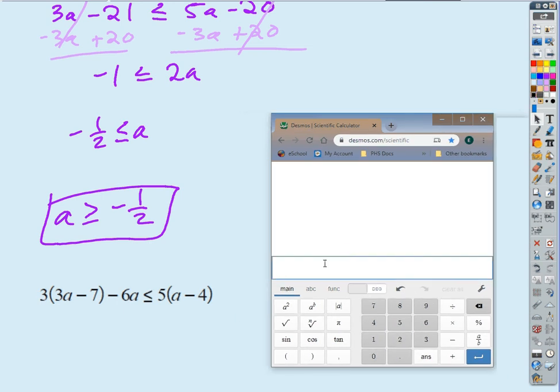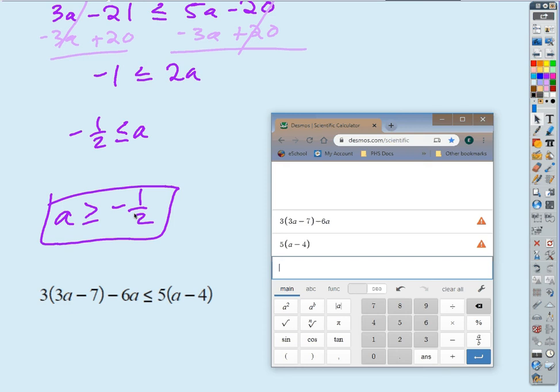So all we do is put in what's on the left side, just like before. I'm putting in 3 times the quantity 3a minus 7 minus 6a on the left, and on the right I've got 5 times the quantity a minus 4. Here's where you've got to pay attention. We're going to try two things. a is greater than or equal to negative 1/2. So negative 1/2 is the endpoint of my interval, right? Agreed? If I were to graph this.